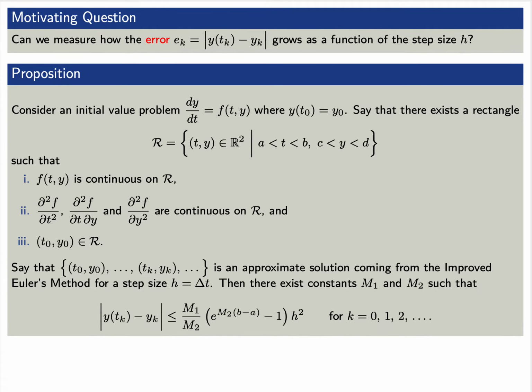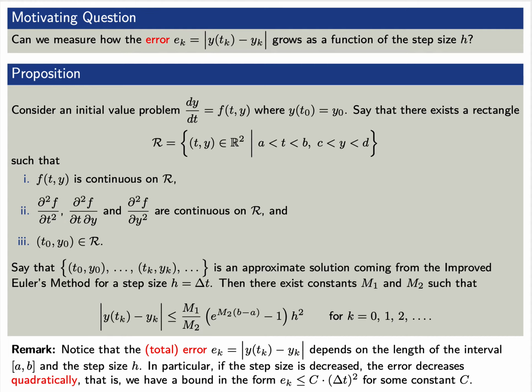Then there exist constants m1 and m2 so that the error term, namely the absolute value of y evaluated at tk minus y sub k, is less than or equal to m1 over m2 times e to the m2 times b minus a, minus 1, times h squared.